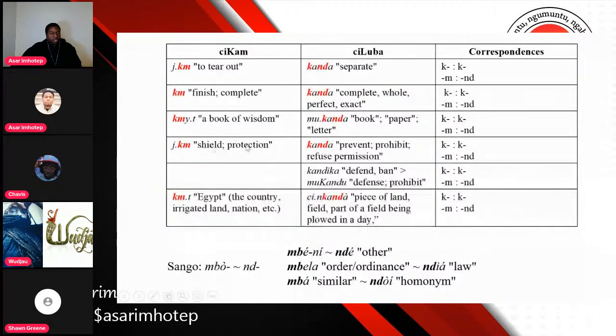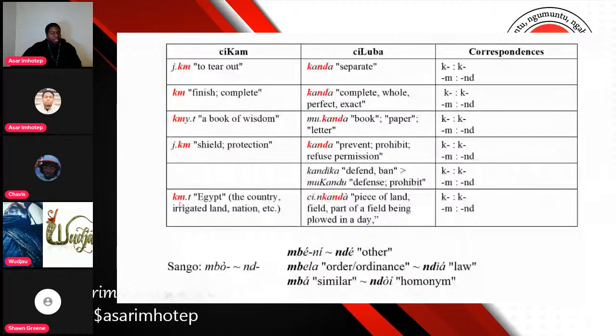Ekim, shield, protection. Kanda, to prevent, prohibit. And there's also a Kim meaning to hinder, to block. And when you put the I instrument prefix on that root, it becomes the word for shield and protection. That's why it corresponds to Kanda, prevent, prohibit, refuse, permission. Kandika, defend, ban. Mukandu, defense, prohibit.